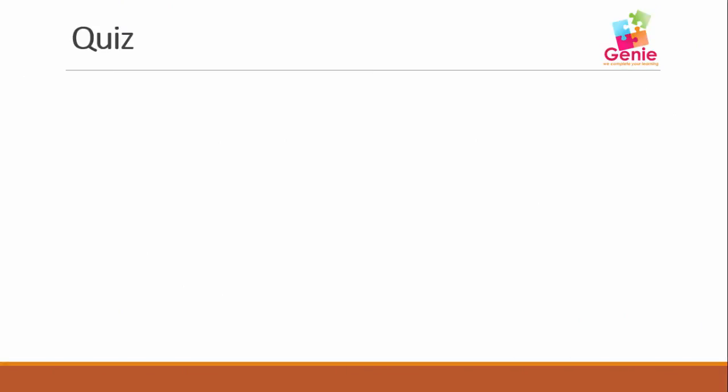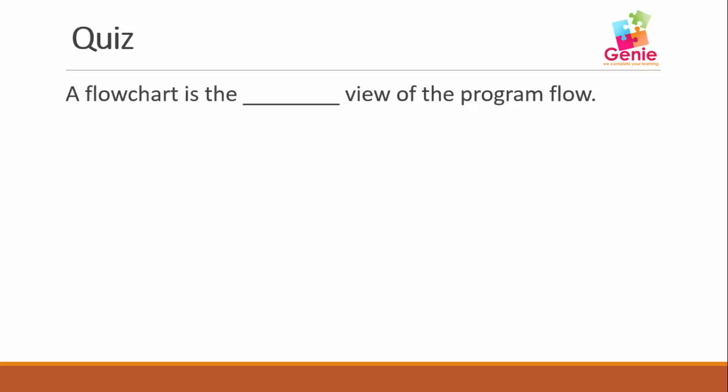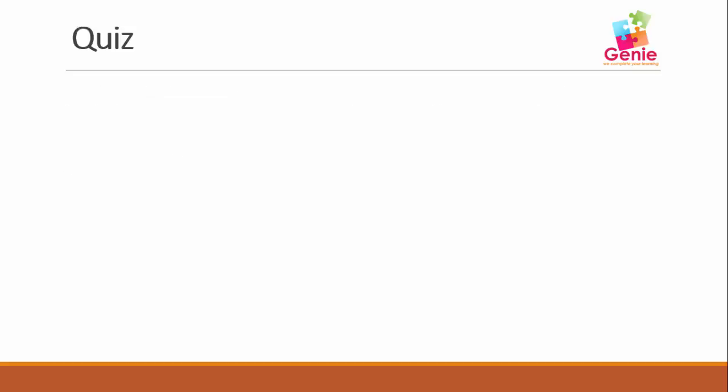So here is the first quiz of this lesson. A flowchart is the dash view of the program flow. What is the answer? The answer is, a flowchart is the pictorial or graphical view of the program flow.